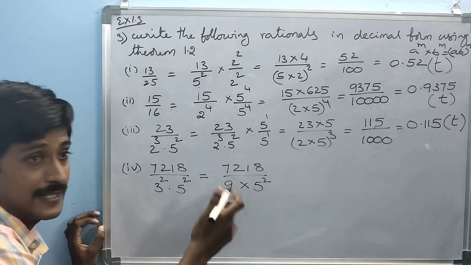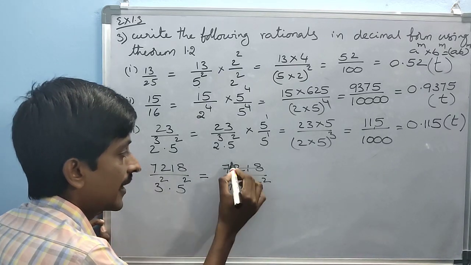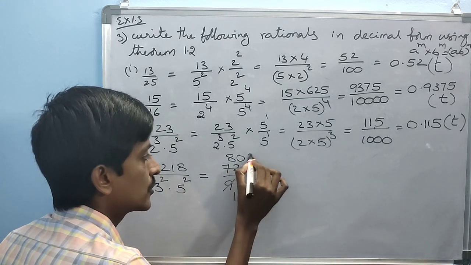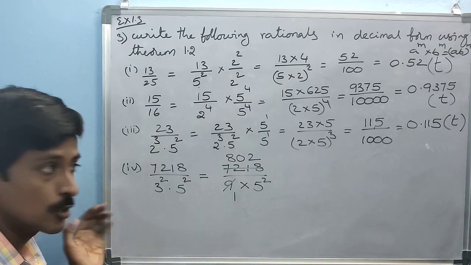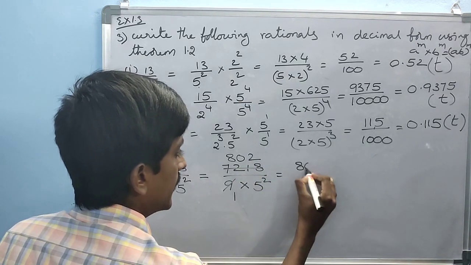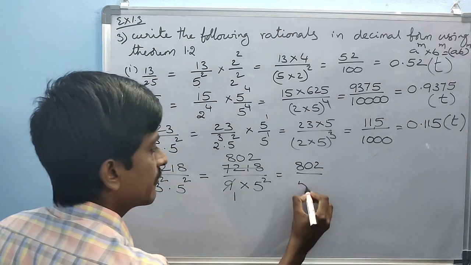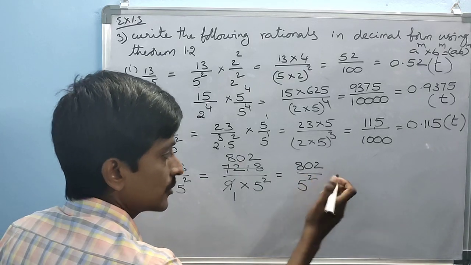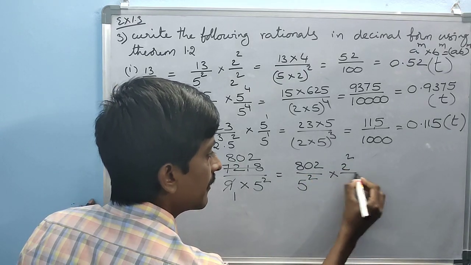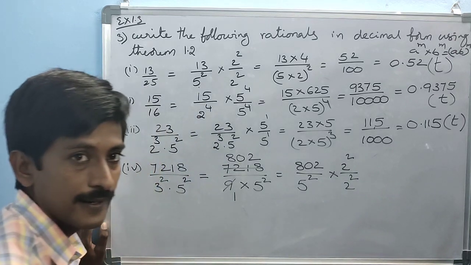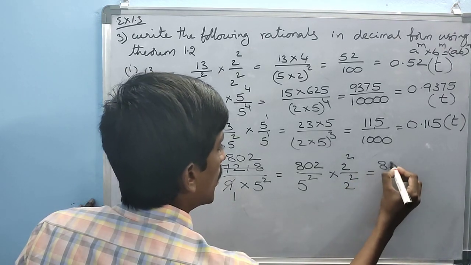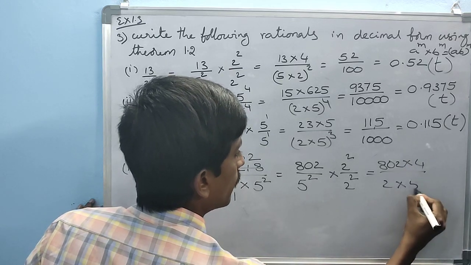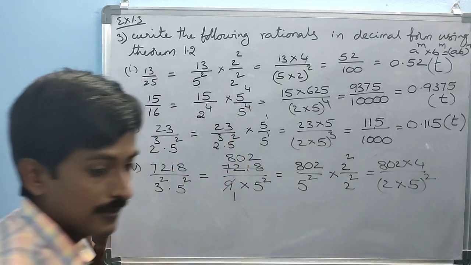This can be cancelled using the table. 9 1s, 9 how many times? 9 8s are 72, 0. 9 2s are 18, 802 by 5 square only. Left only 5 square. Now you multiply by 2 square, both numerator and denominator. 802 into 2 square, 4, by 2 into 5 whole square.